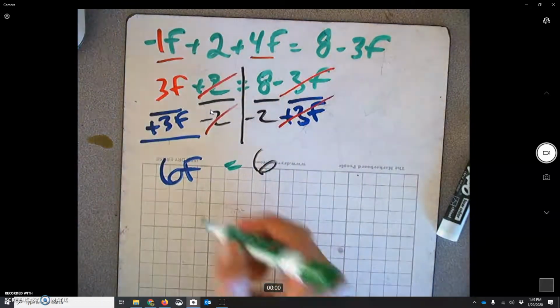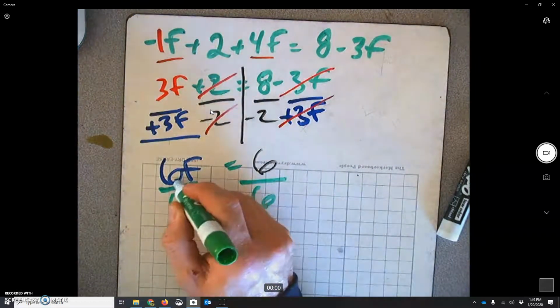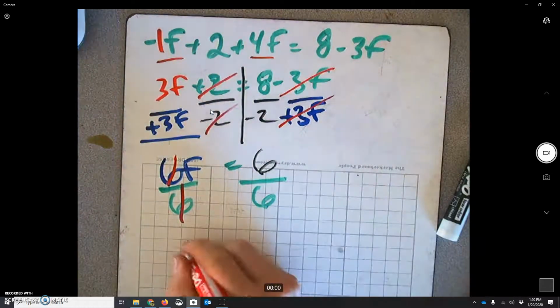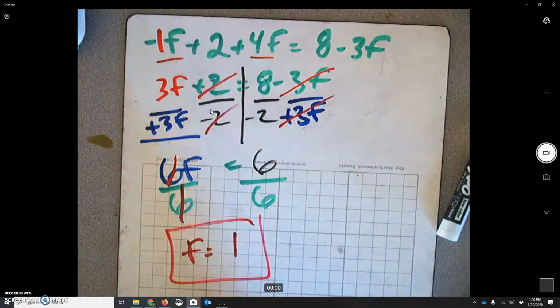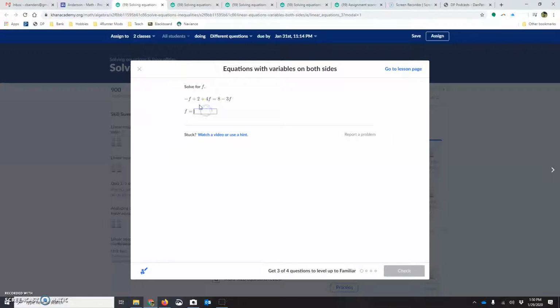Last step, we need to divide both sides by 6 because we have a 6 times f here. So what's the opposite of times? It's divide. 6's cross off. We get f is equal to 6 over 6, which is just 1. You can always put the 1 back in for f, and the answer should check out. And it's right.